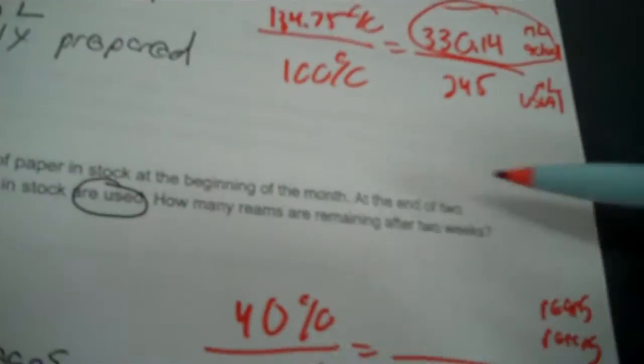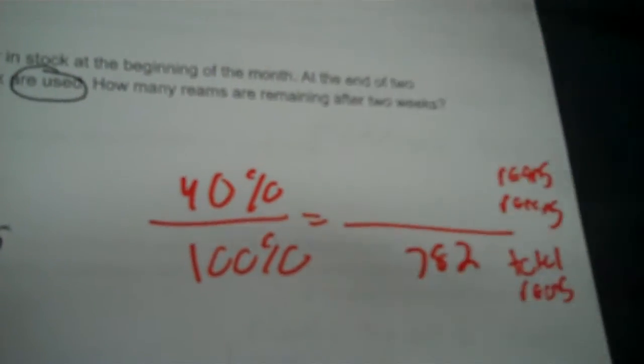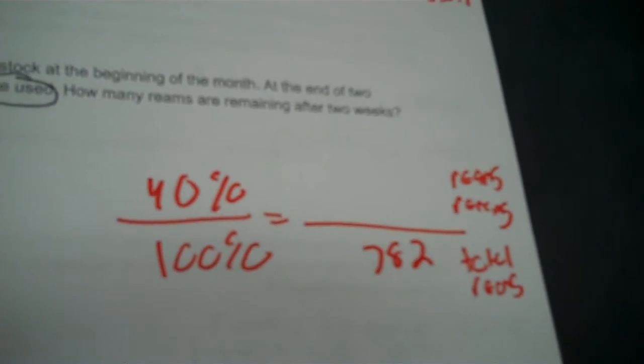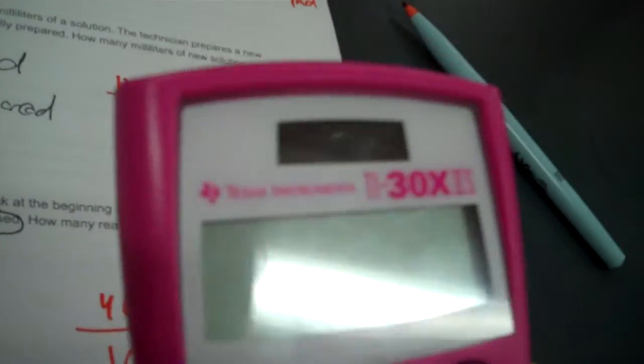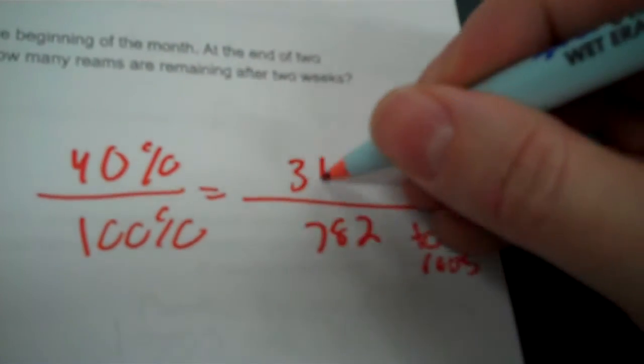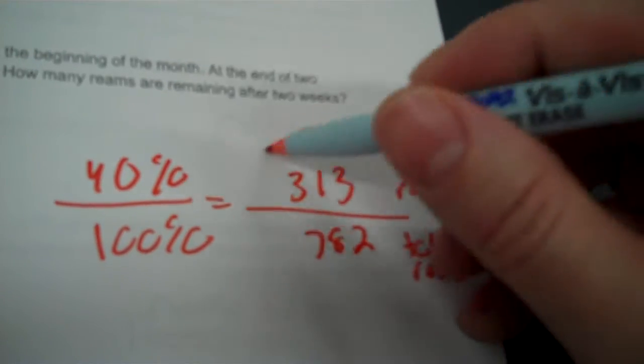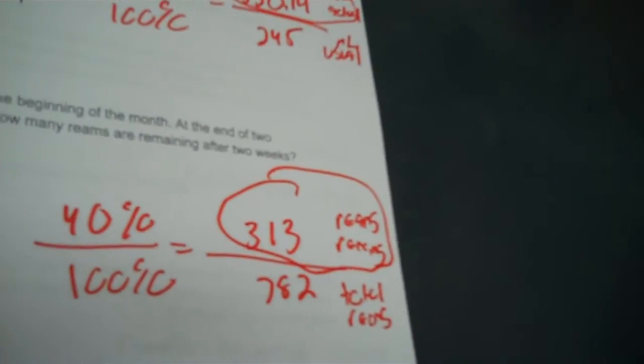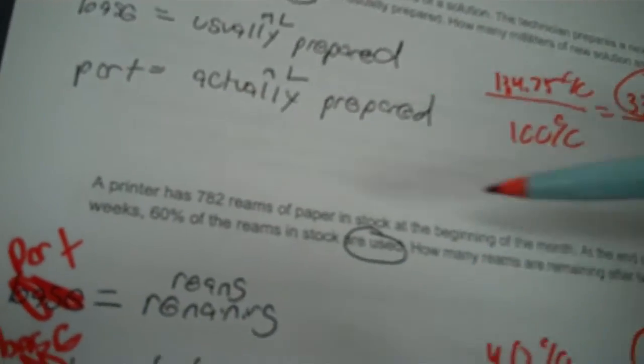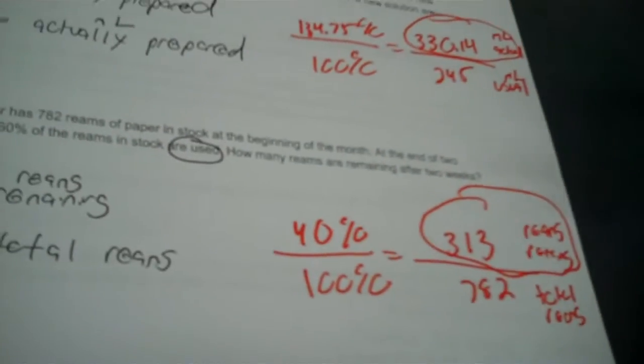Okay, so the total reams we have is 782, and then we're going to find how many reams were remaining. 40% of them remained. I got that set up. Now, how many was that actual? So 40 times 782 divided by 100. Again, fix those. That's 312.8. Just round it to 313. You can round however many you want. So that's how many reams were remaining. Or you could just find 60% of it, take that times 0.60 and subtract the amount from that. It's up to you. There are other ways to do these problems.